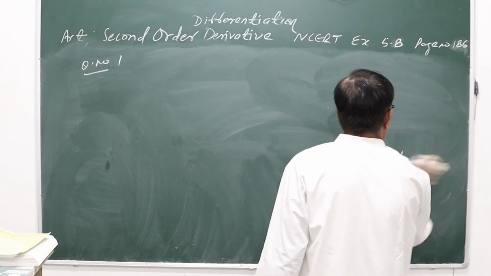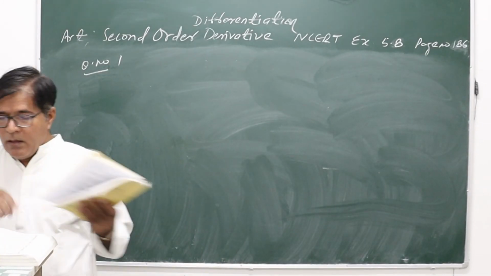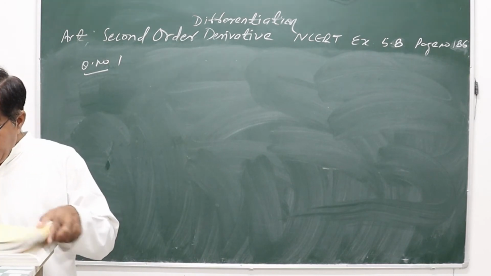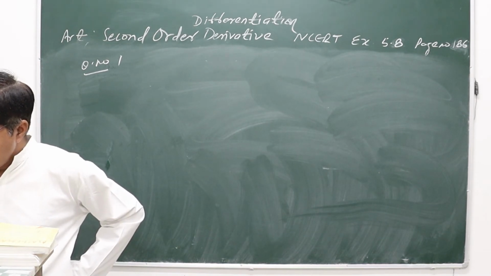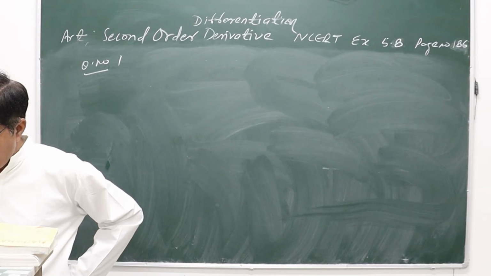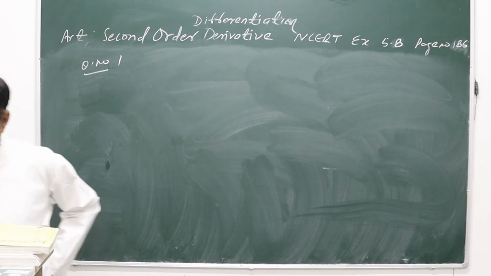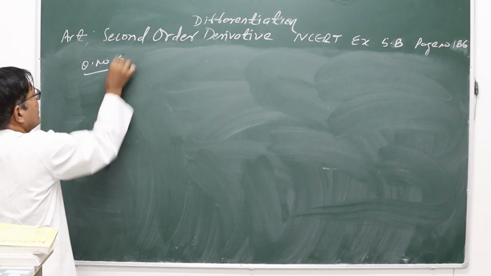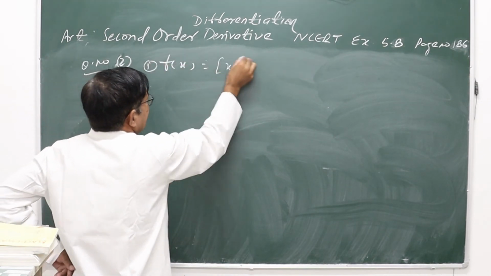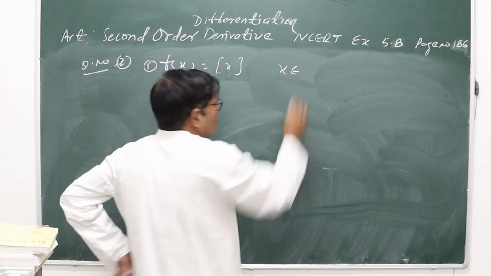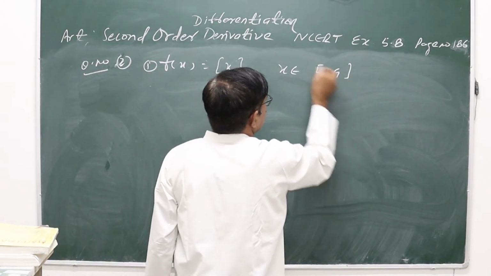Now question number two. What is the second question? Examine whether Rolle's theorem is applicable to any of the following functions. Can you say something about the converse of Rolle's theorem from the example? The first function given is f(x) = [x], the greatest integer of x, where x belongs to the closed interval [5, 9].